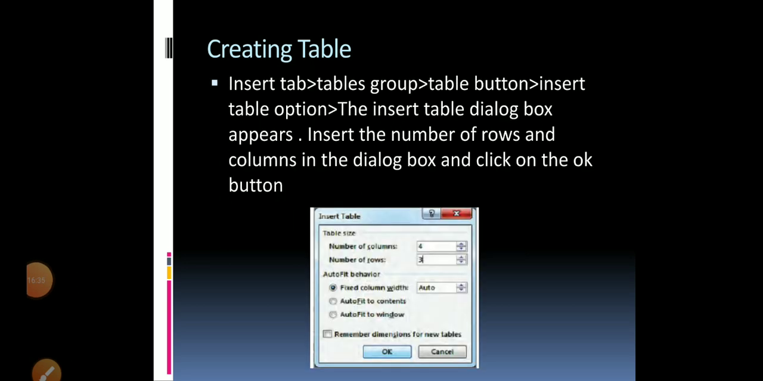How to create the table? Under the insert tab, you will find the table group. From the table group, table button is there. Insert table option. The insert table dialog box will appear. Then insert the number of rows and columns in the dialog box and click on the OK button. You can see how the table dialog box has appeared in the figure. So this is all about your session.